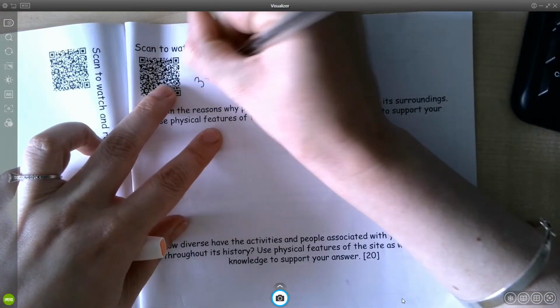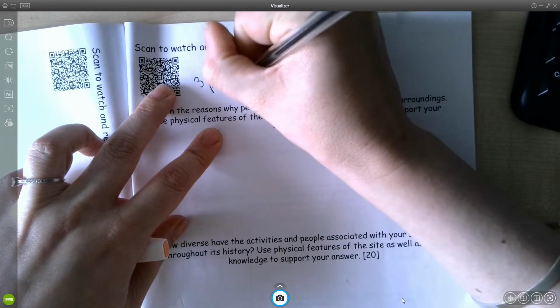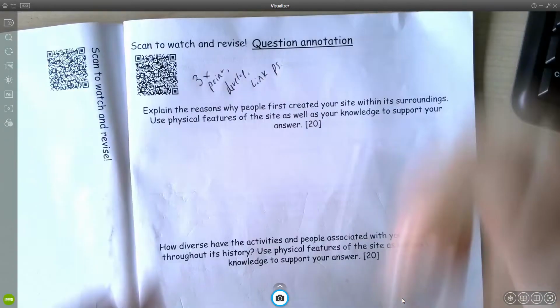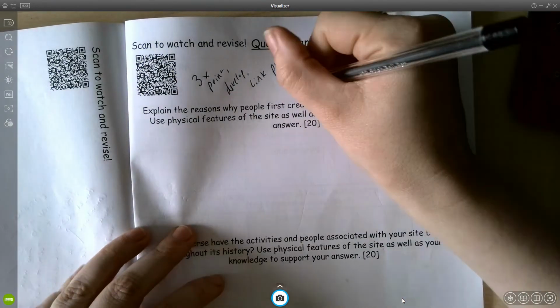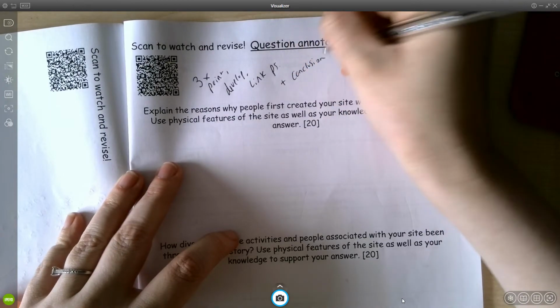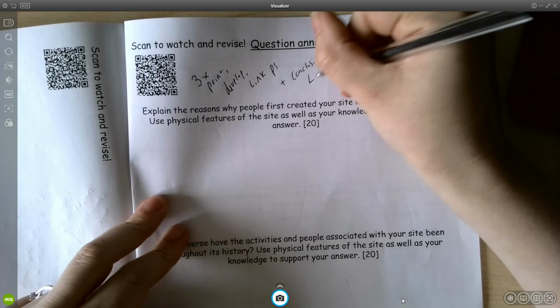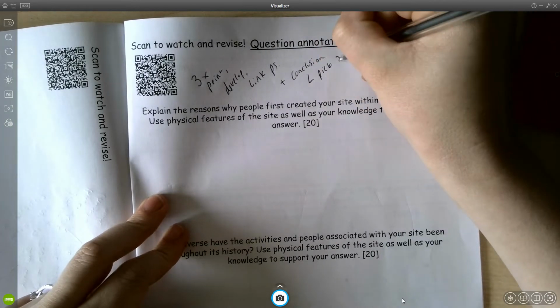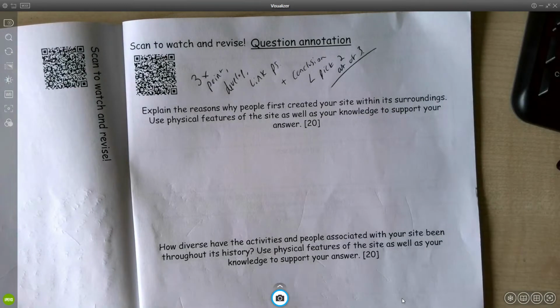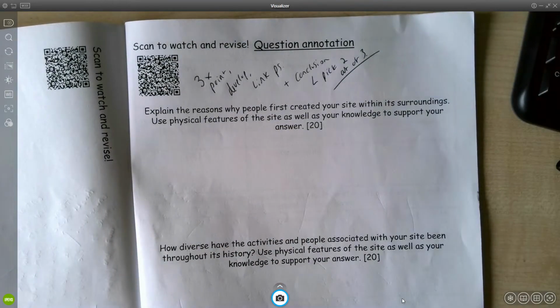So what you need is 3 point, develop, link paragraphs. And if the question feels like it needs it, a conclusion. Now you only pick 2 of the 3 that are on the paper. Okay, so you pick 2 out of 3. And you spend half an hour on each of these 2 questions, so you get loads of time to answer these. So have a go, pause it, and see if you can pick out the key parts of the question.